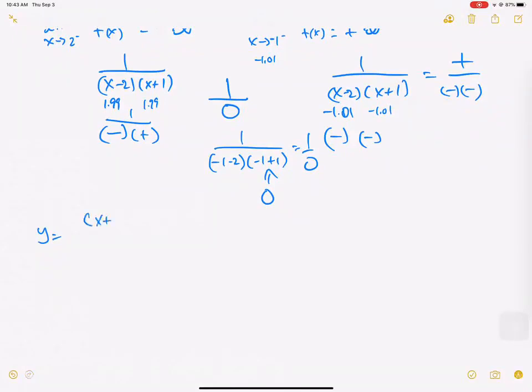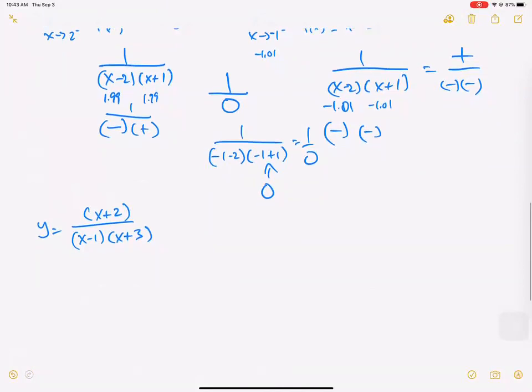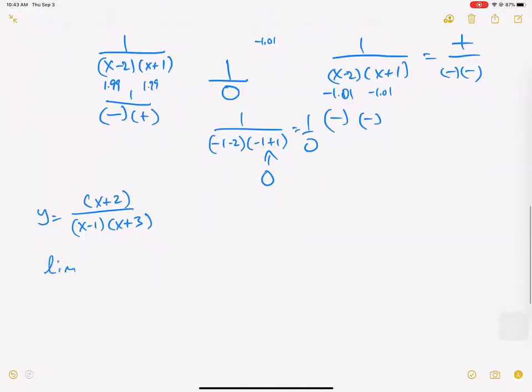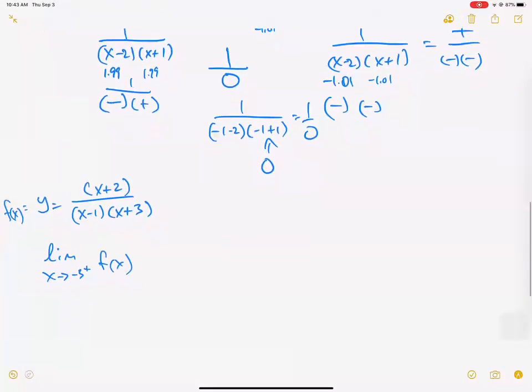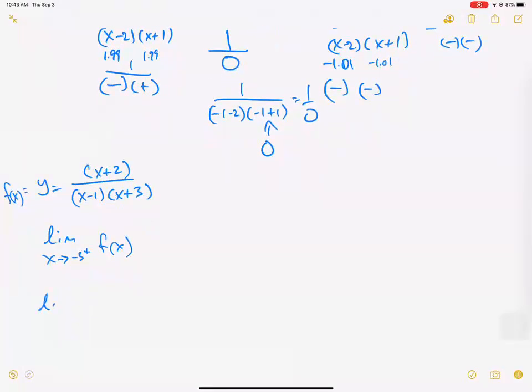I'm going to write x plus 2, x minus 1, and x plus 3. I want to ask you guys, what is the limit as x approaches negative 3 from the right? And we'll call this again f of x to make my life easier. You could write y, right? Oftentimes they write f of x. And then the limit as x approaches negative 3 from the left.